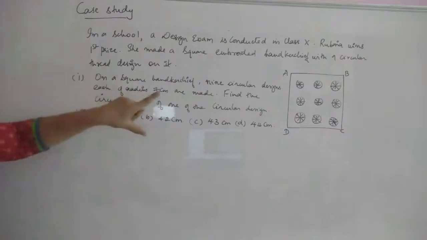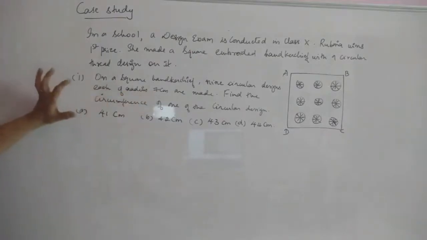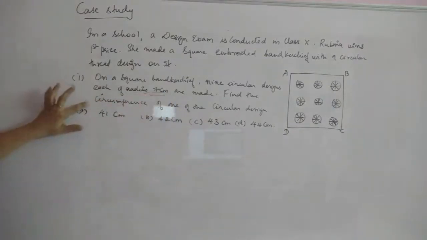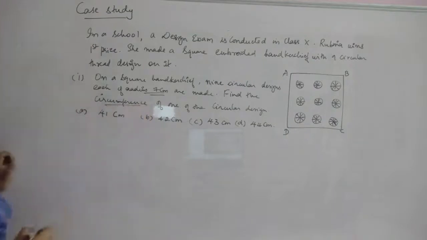So a handkerchief is there, it is square in shape, it has 9 circular designs, and each of radius 7 centimeter. You have to find out the circumference of one of the circular regions.